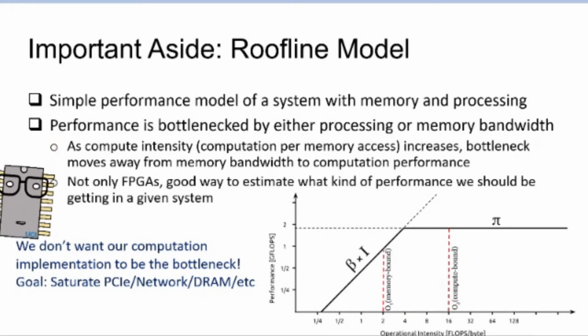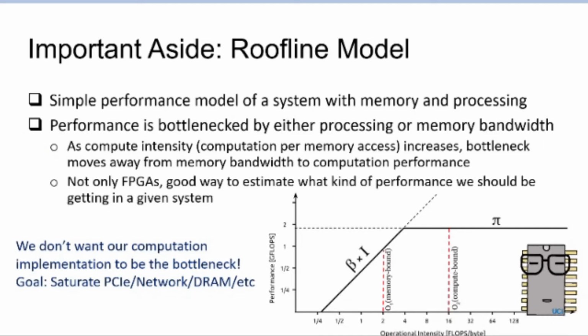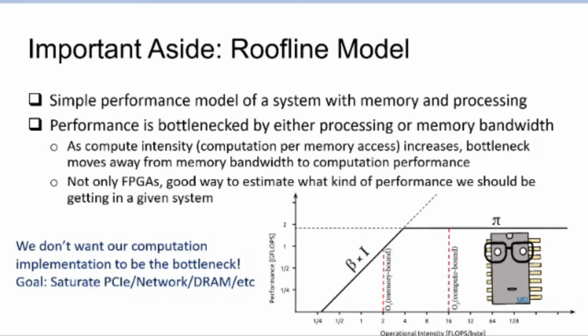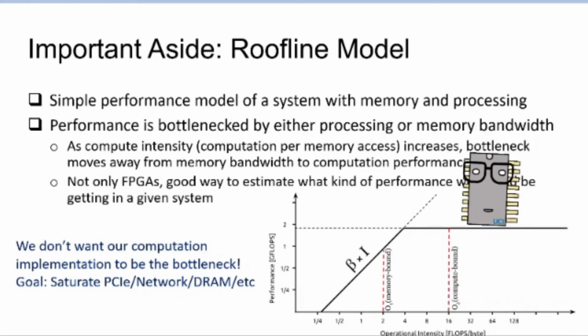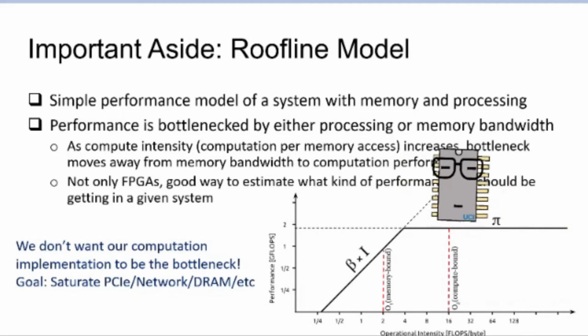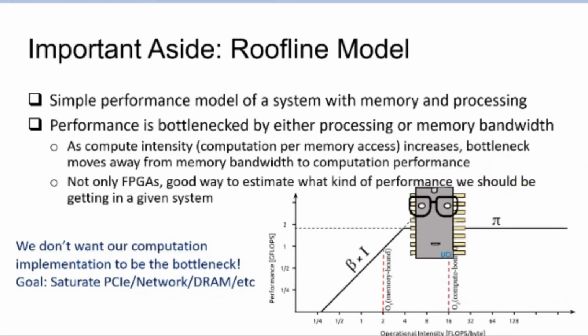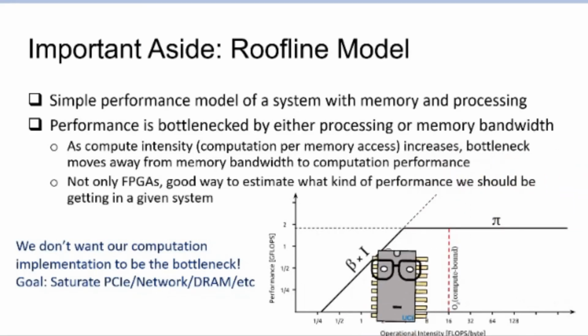And this is important not just for FPGAs, it's a good way to determine the kind of performance we should be getting in a given system. So it looks like this. Given a fixed computational performance, computation budget, as the operational intensity increases, so more computation per memory load, if we have a very large operational intensity, a lot of computation per every bit of data loaded, then we would hit the peak performance of the computation unit, of the CPU, of the FPGA, whichever. But if the data is more memory access dependent, then the performance will be bottlenecked by memory performance.